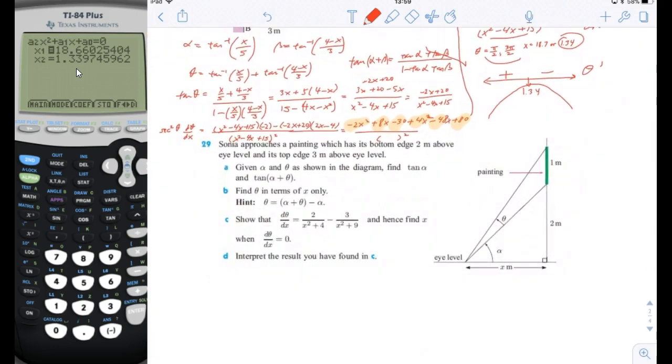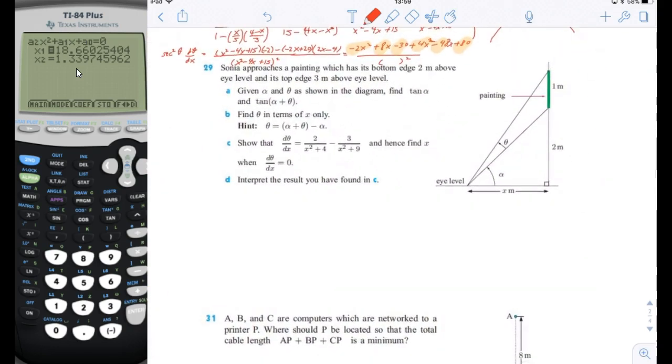Let's move on to 29. Sonia approaches a painting which has its bottom edge 2 meters above eye level and its top edge 3 meters above eye level. So the painting is this green thing here. Given alpha and theta as shown in the diagram, find tangent alpha and tangent alpha plus theta. Okay.